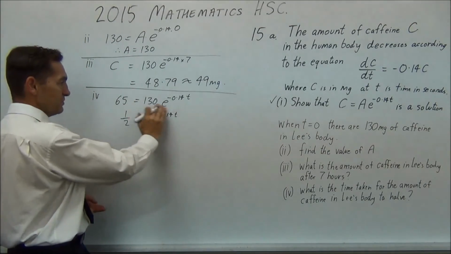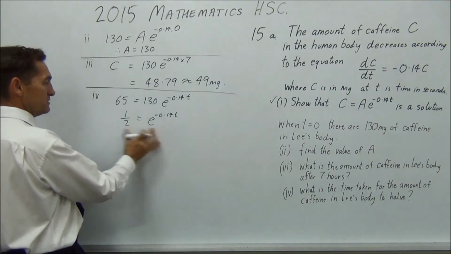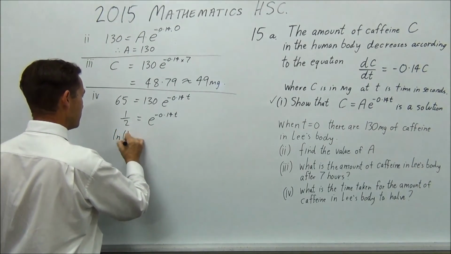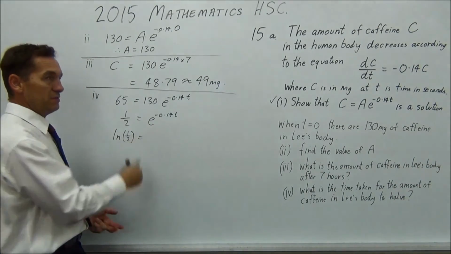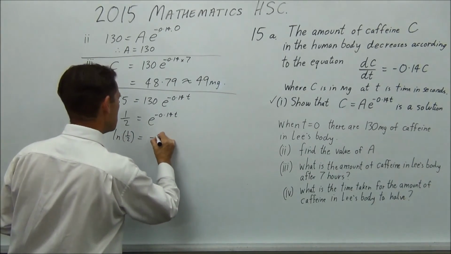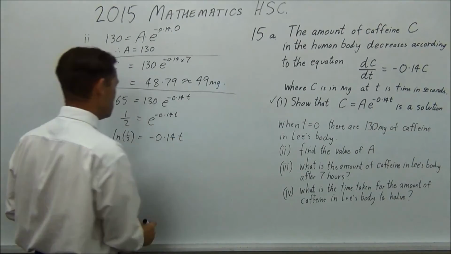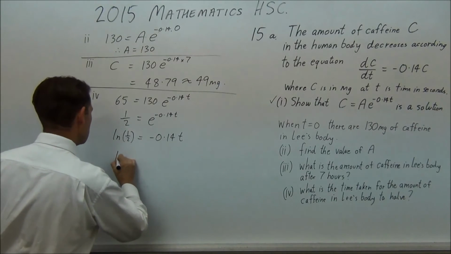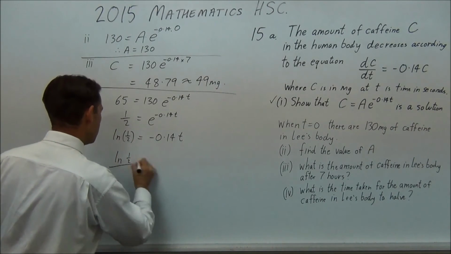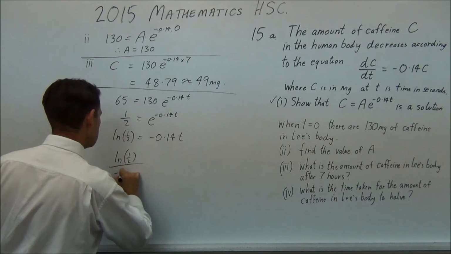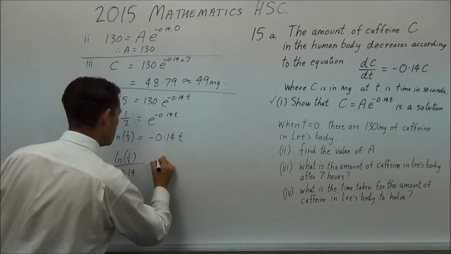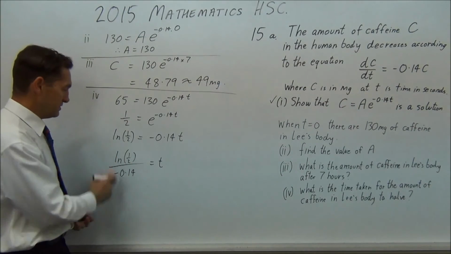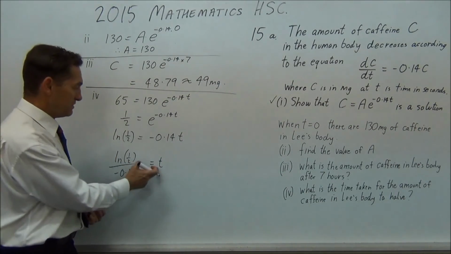If you're not alert, it's always worth writing it out in full. So we've got this, take logs of both sides, so log a half equals, take a log of an e and you just get the power. So we're going to get minus 0.14 t. We just want t, this is multiplied, so we're going to divide. So log a half divided by minus 0.14 equals t. Now log a half, if you know what log is, log a half is going to be negative. So negative divided by negative is a positive amount of time.